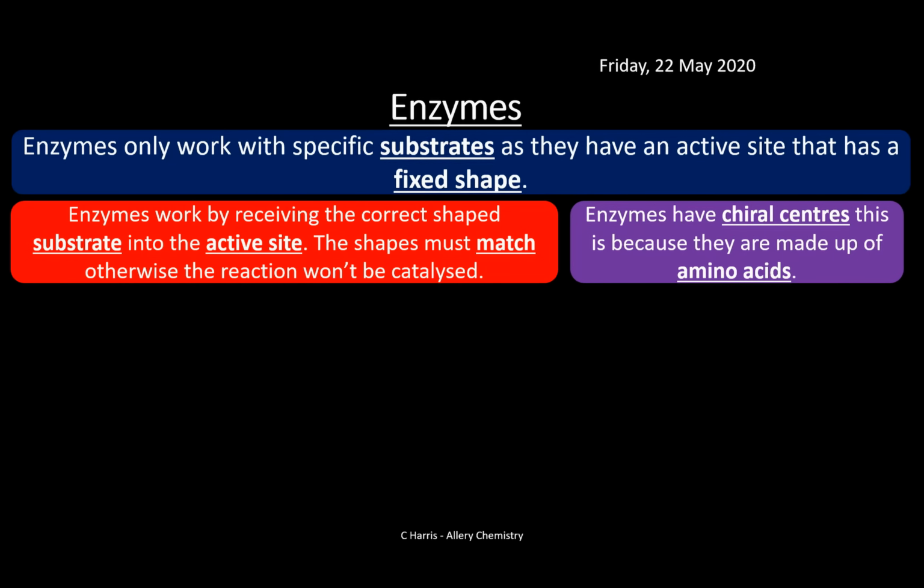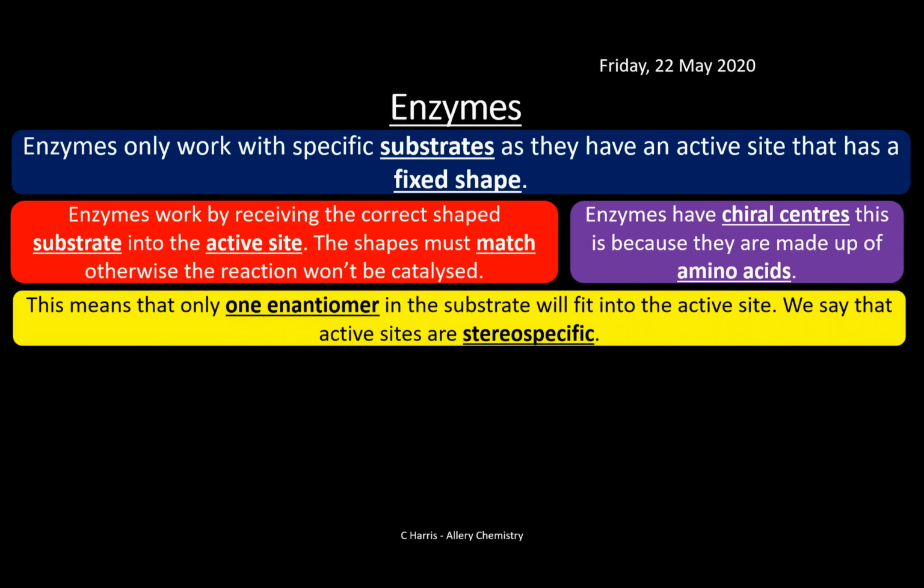It's a carbon atom with 4 different groups around it, and you can detect them by shining plane polarized light, and it'll rotate that light. This is because they're chiral, because they contain amino acids. And remember, we said that the vast majority of amino acids are chiral. So you would expect the enzyme to have chiral centers as well. This means that only one enantiomer in the substrate will actually fit that active site. So they are stereospecific.